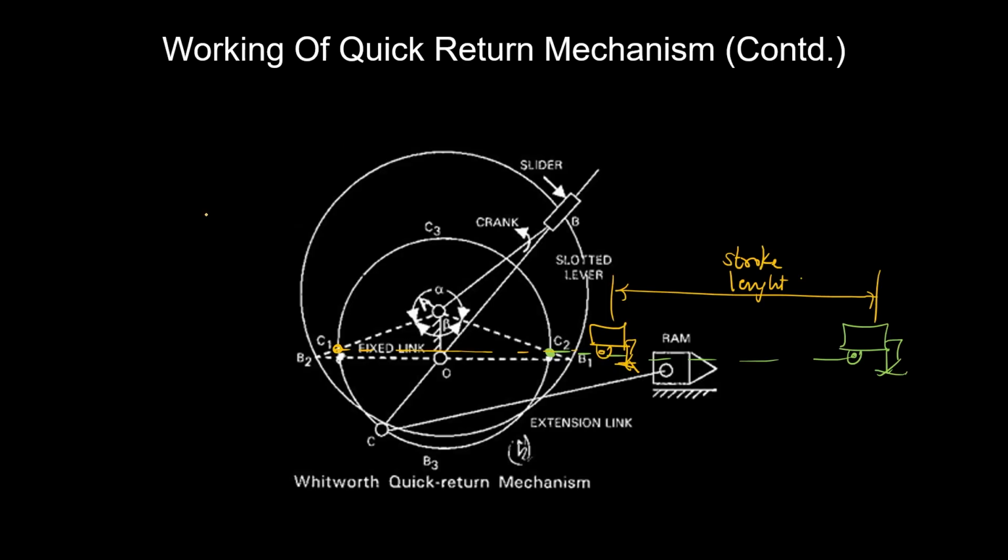Now, when the ram moves forward, during which the material is removed, that is, when the ram is moving from left to right, you can see the slotted bar is covering the distance from C1 to C2. And you can see the crank is undergoing the angular displacement from B1 to B2. So this angle is going to tell you about the cutting stroke.